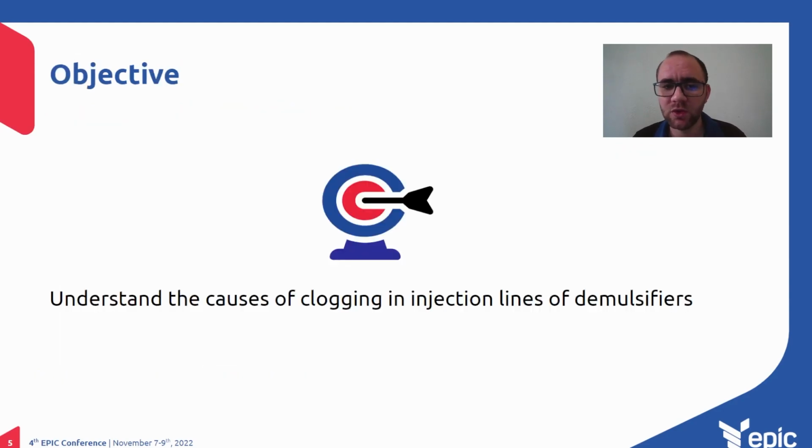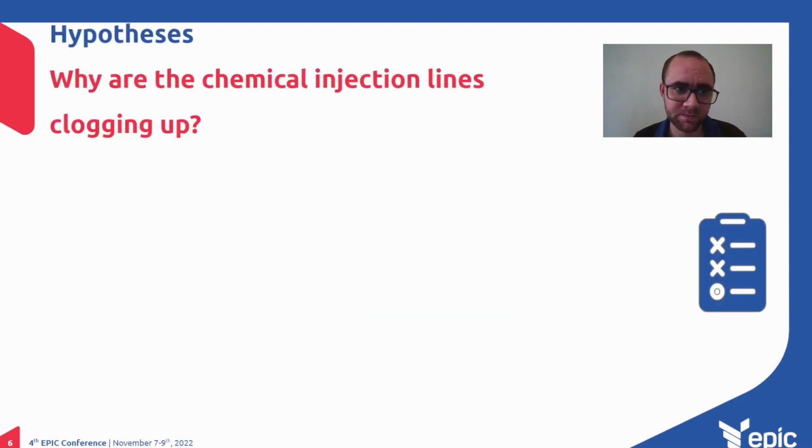The objective of this work is to understand the cause of the clogging in injection lines using the demulsifiers. We can have problems because we use another chemical, but in this specific case, it's linked to the use of the demulsifier.